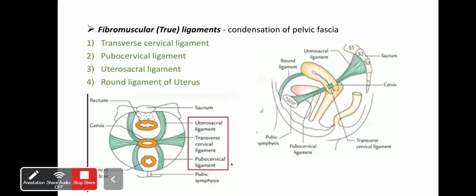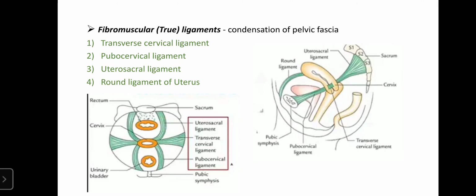And then we have the important part, which is the fibromuscular or the true ligaments, which are the supporting structures of the uterus. So how is this different from the ligaments we previously saw? Those ligaments are just the peritoneal folds, okay, but these ligaments are formed by the condensation of the pelvic fascia, and hence they are considered to be the true ligaments and important supporting structures of the uterus.